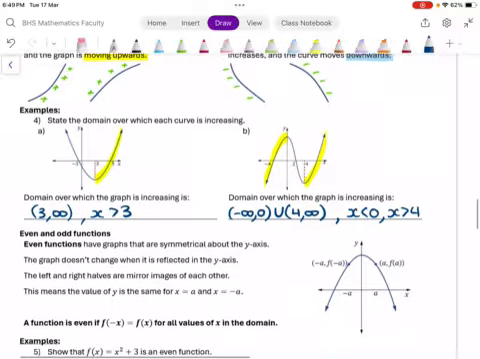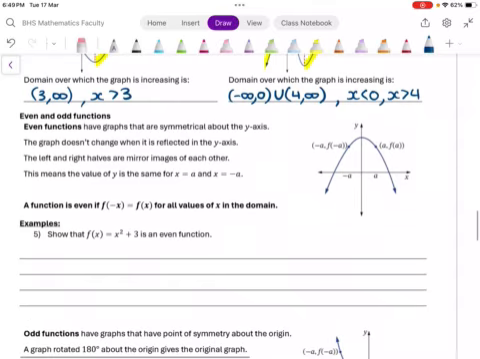Now the last thing that we are learning is about even and odd functions. Even functions have graphs that are symmetrical about the y-axis. The graph doesn't change when it's reflected in the y-axis. The left and right halves are mirror images of each other. This means that the value of y is the same for x equals a and x equals negative a. So our values are going to be at the same point, as you can see on the graph.